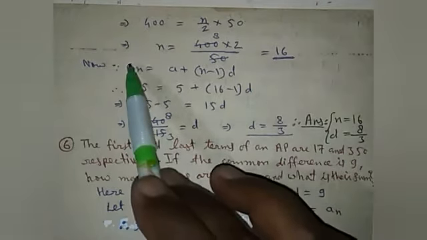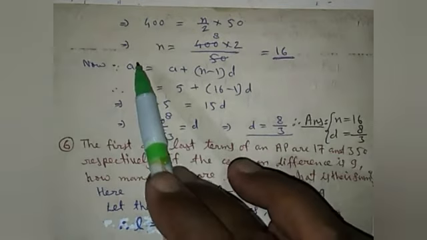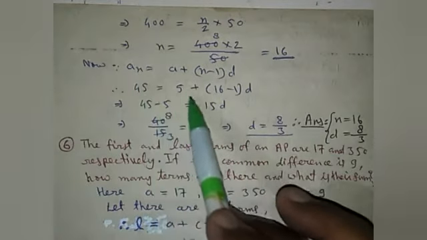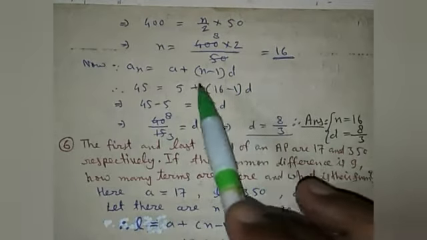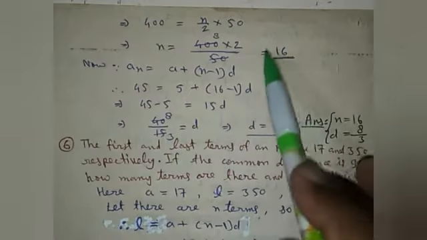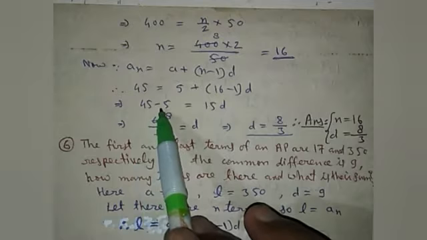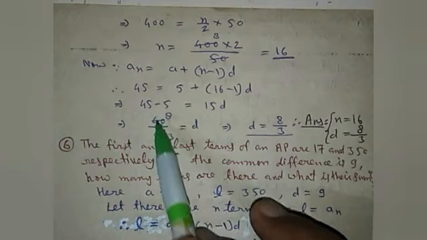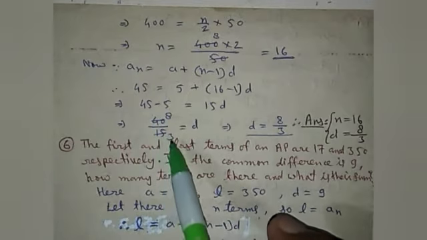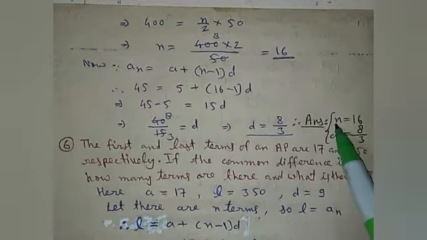Now using the formula of an equal to a plus n minus 1 into d. So here an is 45, that is equal to 5 plus 16 minus 1 into d, because here the number of terms is 16. So here taking 5 on the left hand side, it will be 45 minus 5 is equal to 15d. So d is equal to 40 divided by 15, that is d is equal to 8 by 3. Hence the answer is number of terms n is equal to 16 and common difference d is equal to 8 by 3.